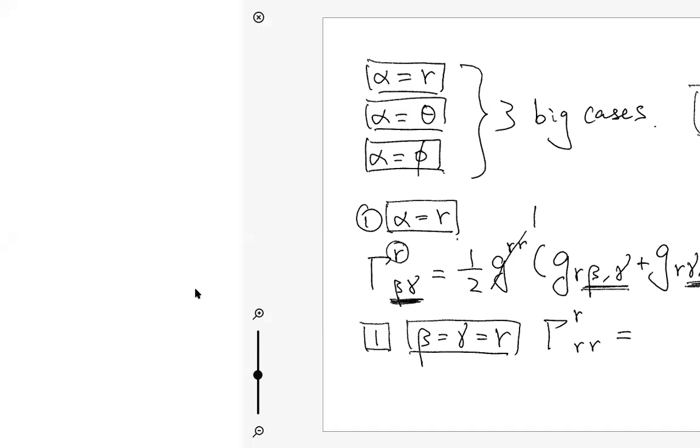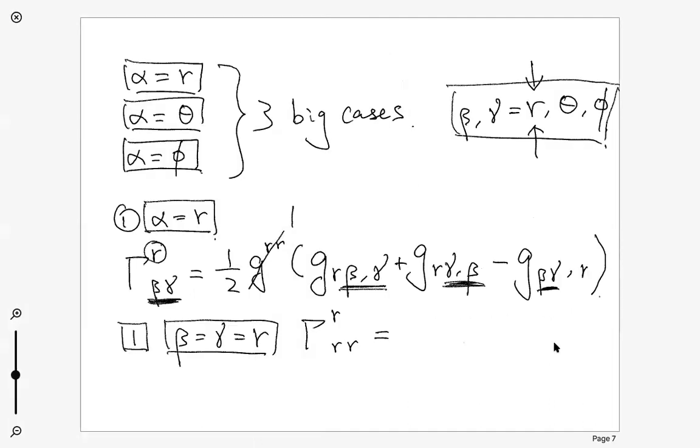Okay, Yato says something really good: both r, both theta, both phi. Either one is r. Okay, very good, very good. So now I'm exactly talking about the first case that you suggest. Okay, both r. So both beta and gamma is r, which means that we're looking at the RRR components of the Christoffel symbol. So now, can you quickly tell me what is the value of these things?